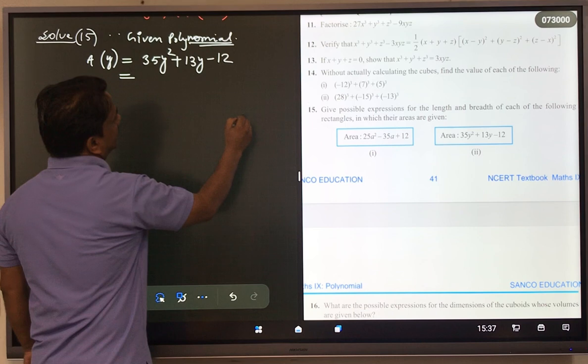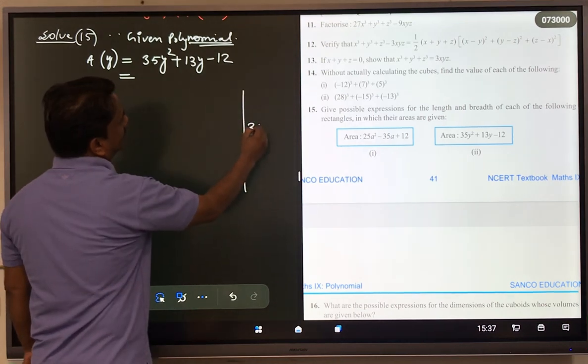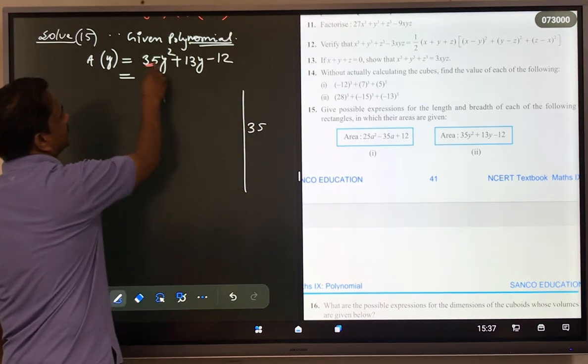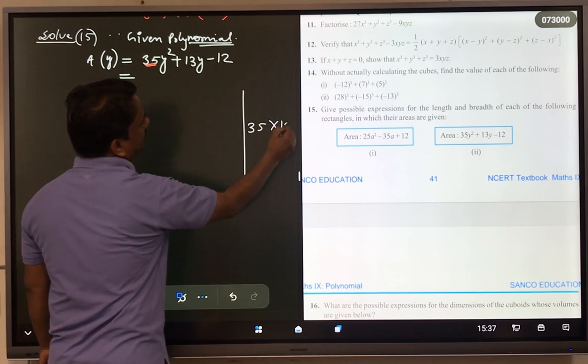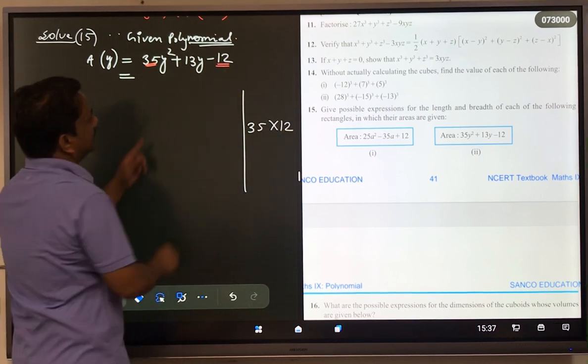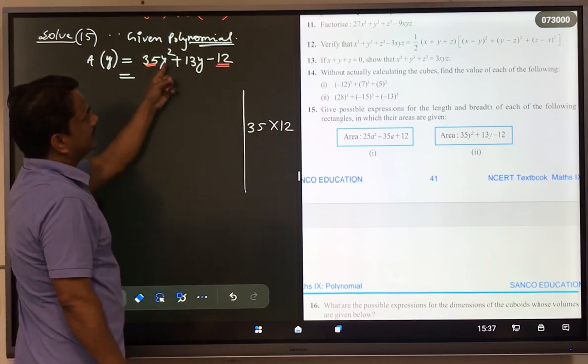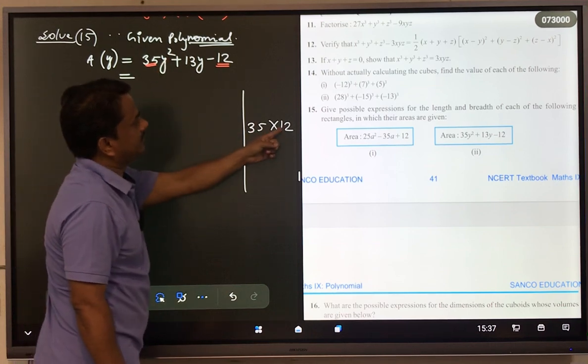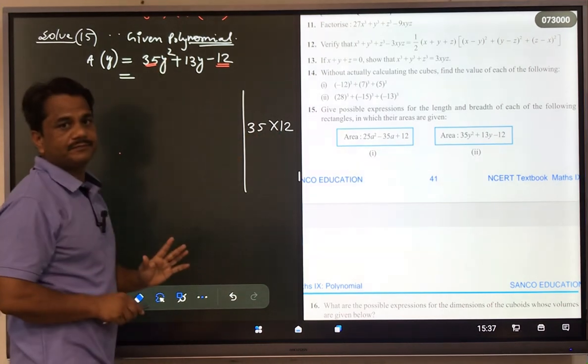Got it? It's here 35. The first term is to be taken here, this. And the next is what here? 12, the constant term. It is called the coefficient of y squared, this highest term, or it is the constant term, the last. Right now?